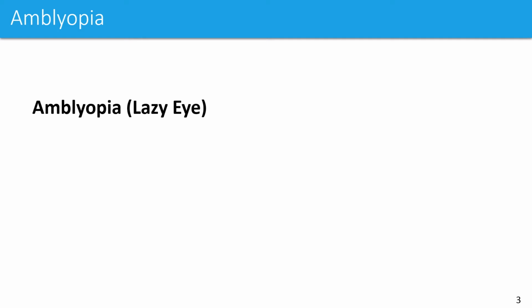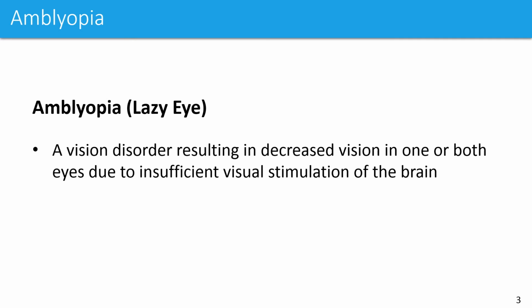The first vision disorder we will discuss is amblyopia. Amblyopia, commonly known as lazy eye, is a vision disorder resulting in decreased vision in one or both eyes due to insufficient visual stimulation of the brain in early childhood. Around 2 to 5% of children have amblyopia.